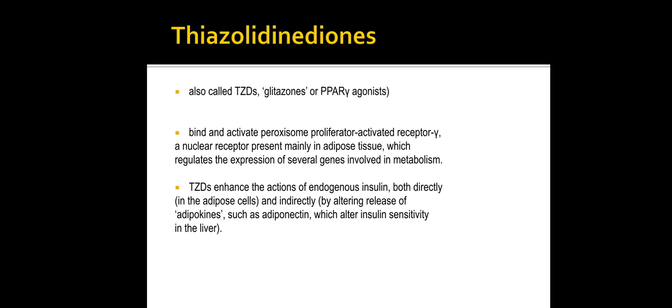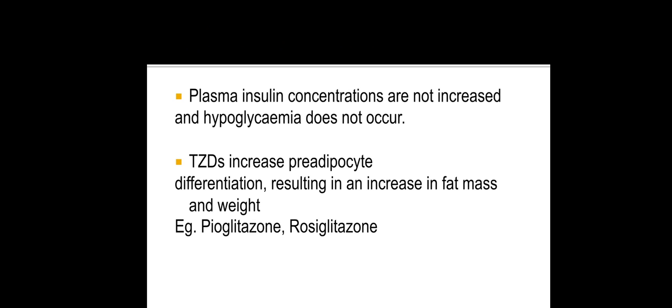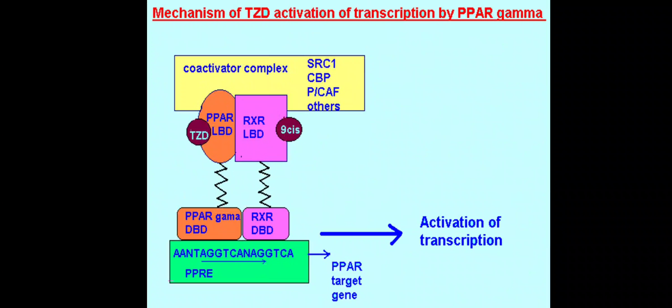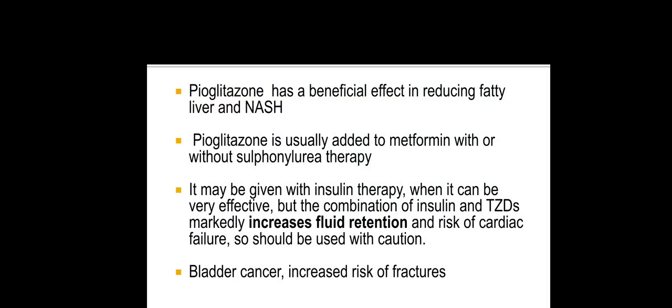They enhance the actions of the endogenous insulin, both directly in the adipose cells and indirectly by altering release of adipokines such as adiponectin, which alter insulin sensitivity in the liver. So plasma insulin concentrations are not increased and hypoglycemia does not occur. The classical examples of glitazones are pioglitazone and rosiglitazone. They also increase pre-adipocyte differentiation, resulting in an increase in fat mass and weight. So these are agonists of the PPAR gamma and thus bring about the action in reducing the blood sugar.